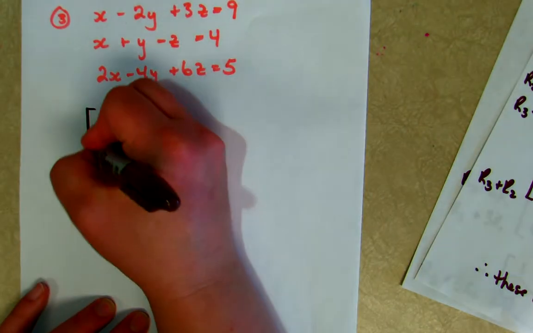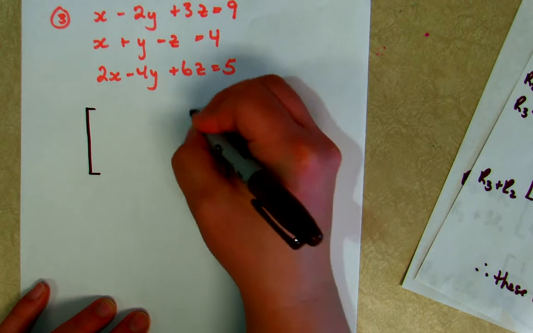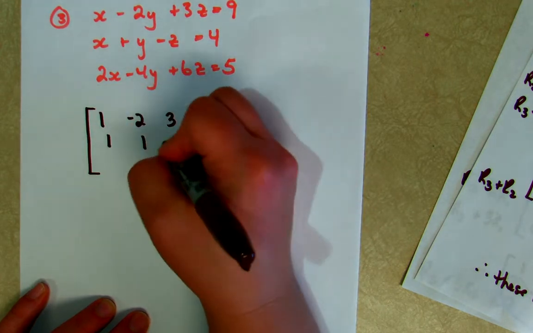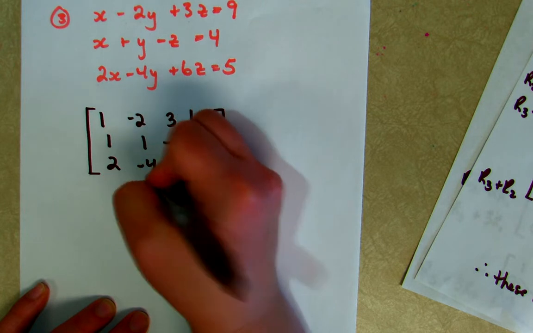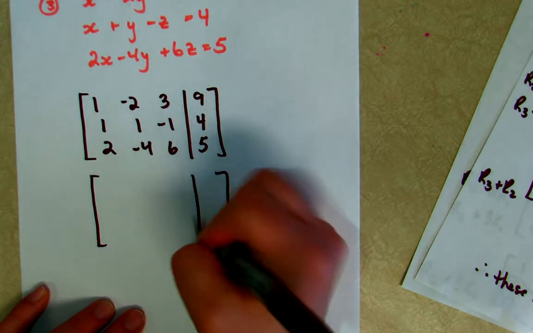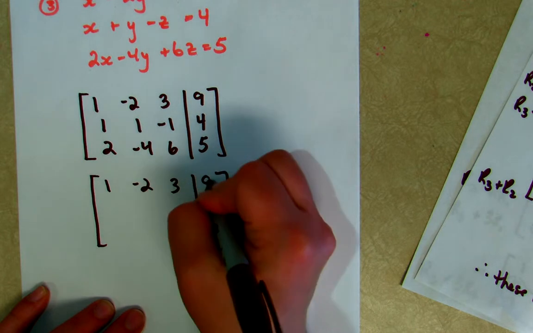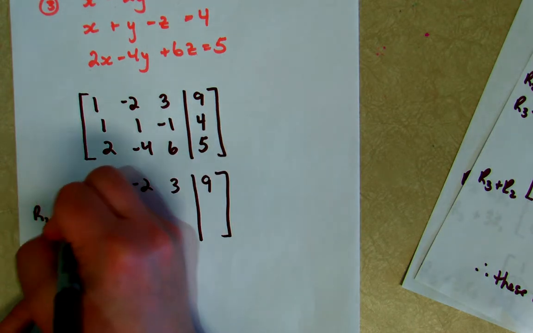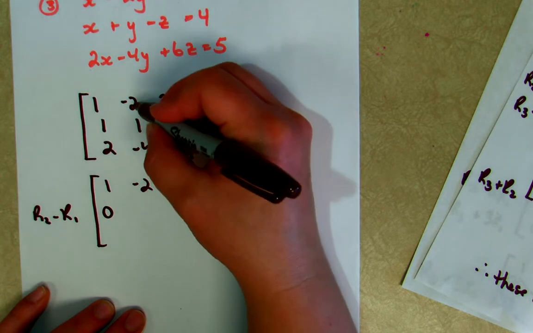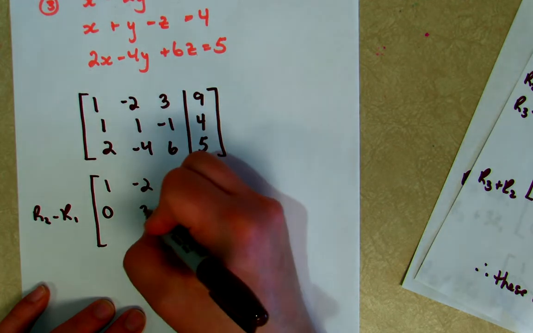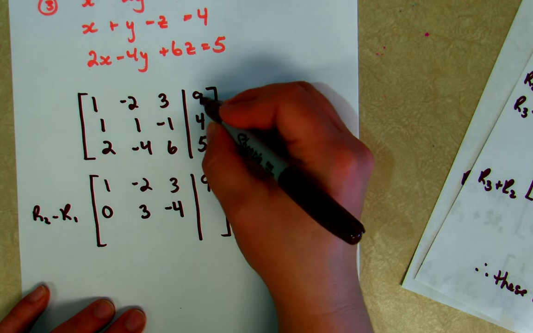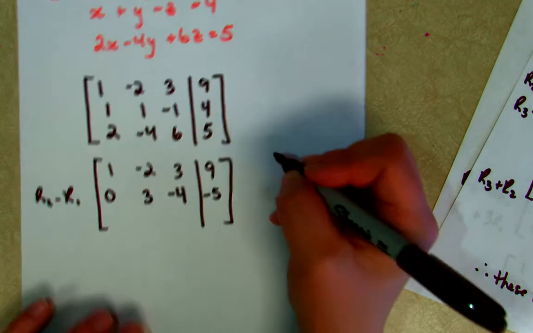So number 3, I'm going to go right to my matrix. So I'm going to do row 2, subtract row 1. 1 subtract 1 is 0. 1 subtract negative 2 is 3. Negative 1 subtract 3 is negative 4. And 4 subtract 9 is negative 5.